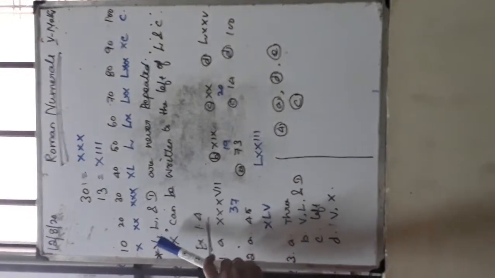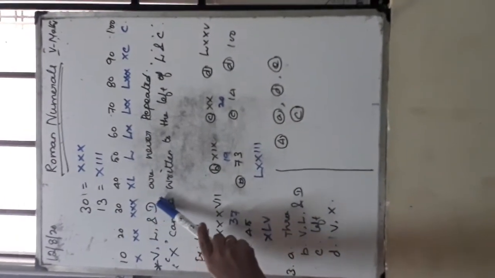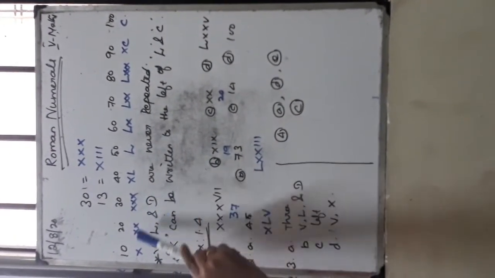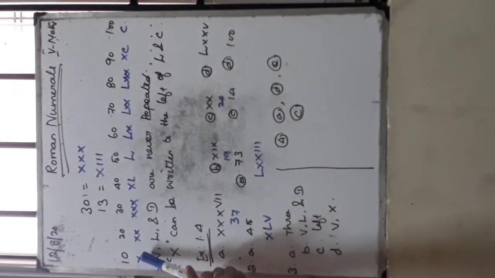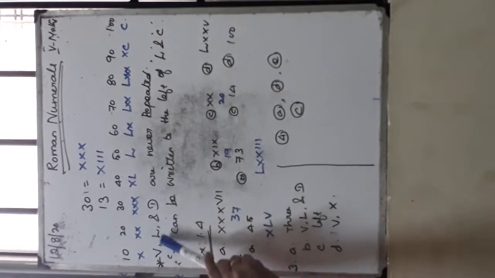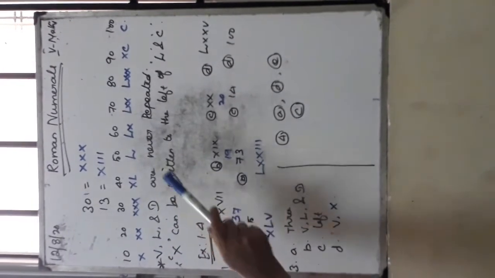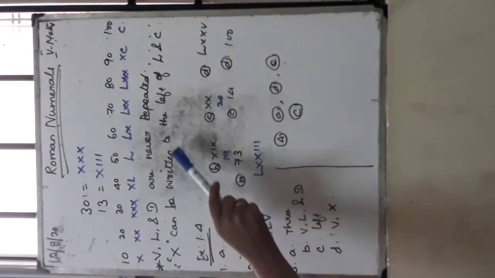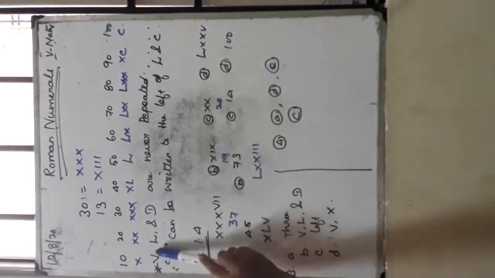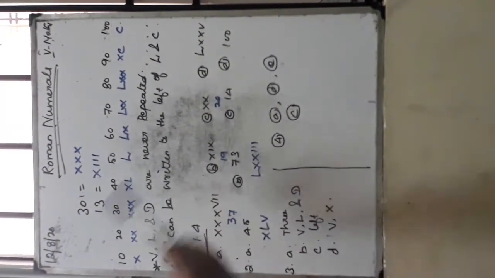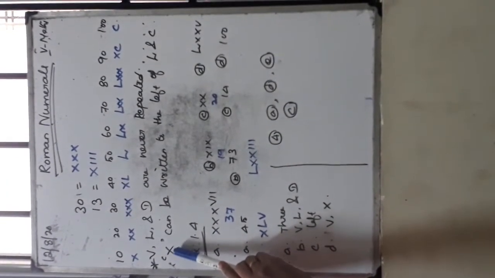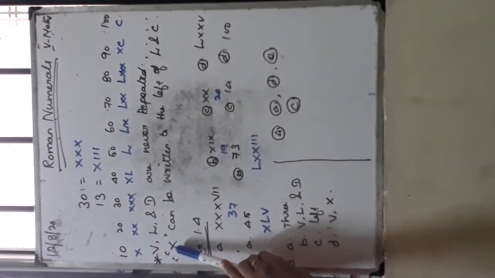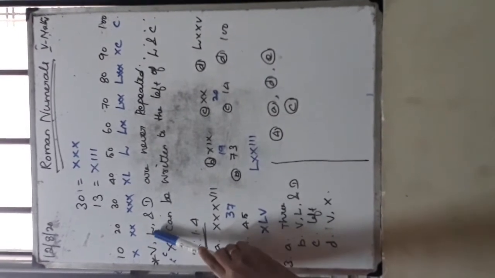So next one, V, L and D are never repeated. This sign X means 10. It is repeated only 3 times. Then X can be written to the left of L and C only.